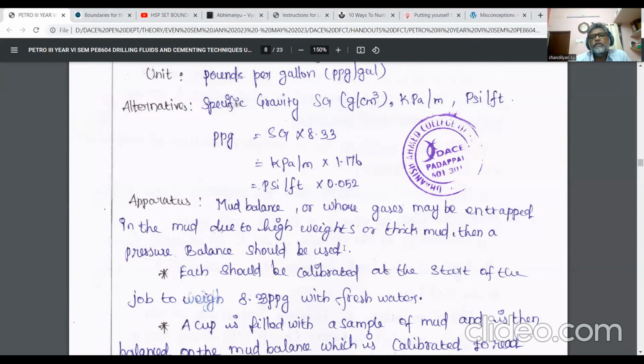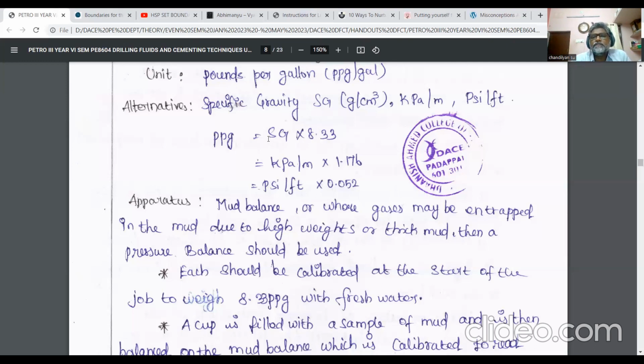And this will be in your final year in the DFCT lab also. Next semester, you'll be studying DFCT lab. Right now it's a theory subject. When you perform the experiment, you will be able to understand. So the mud balance, you'll be able to get the pounds per gallon, ppg, pounds for 1 gallon. Specific gravity you'll be able to measure.